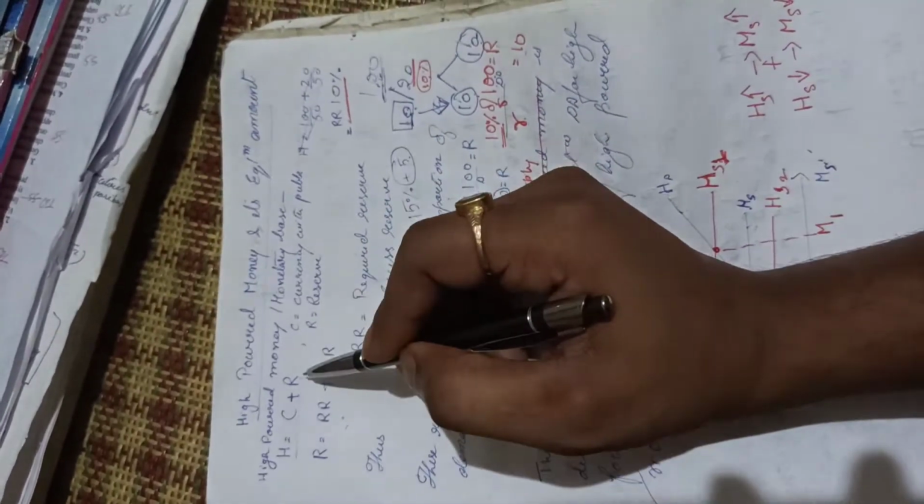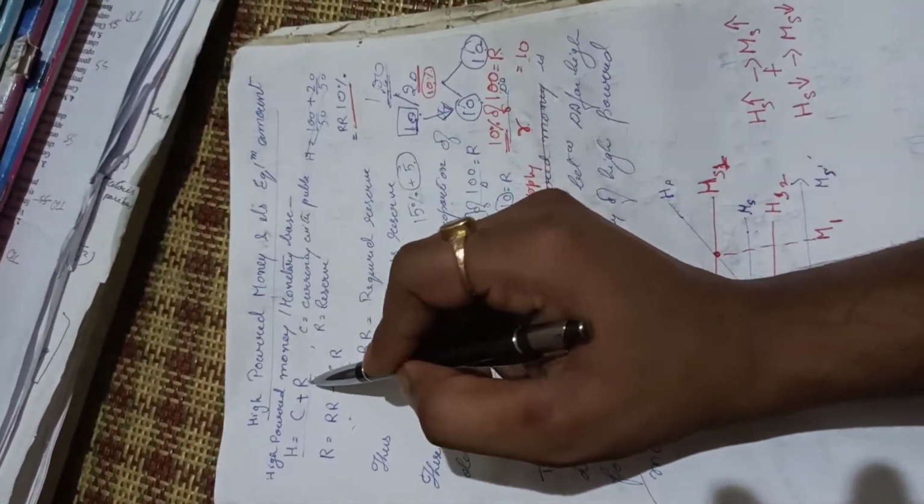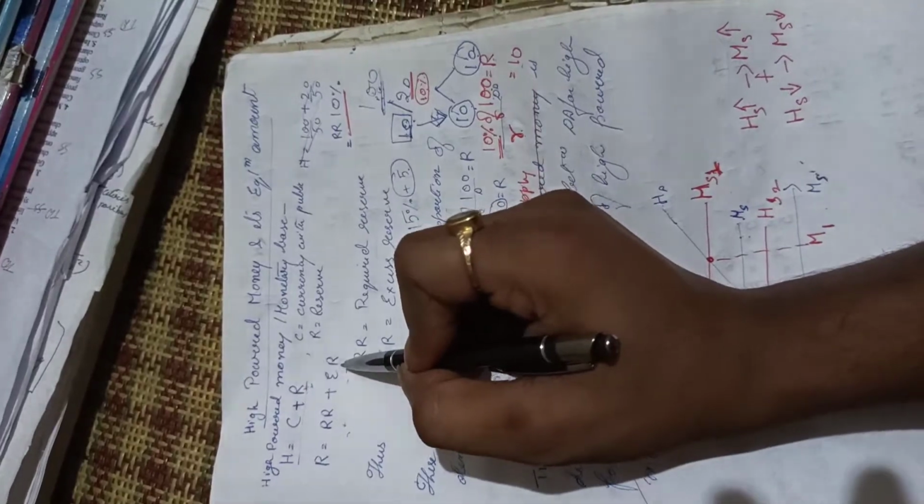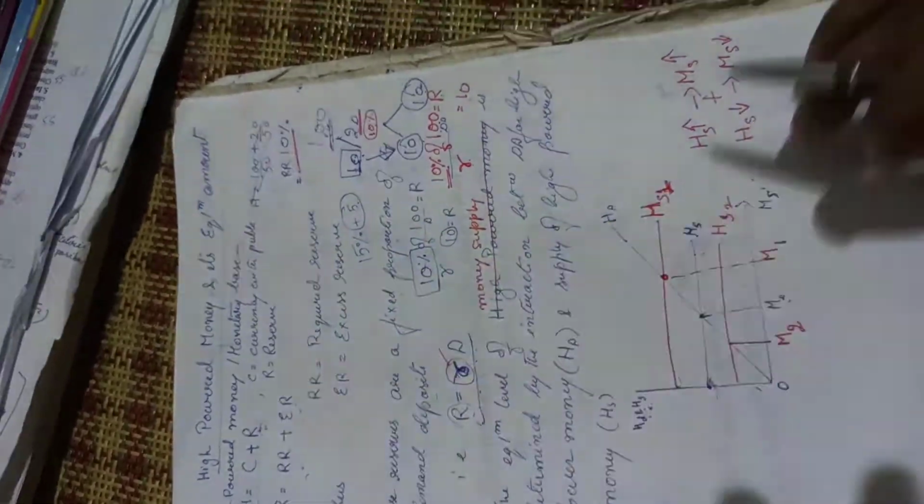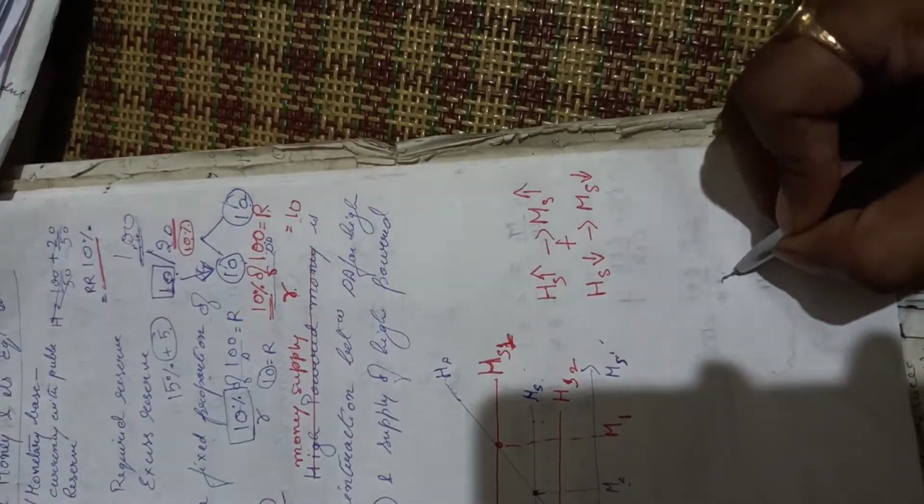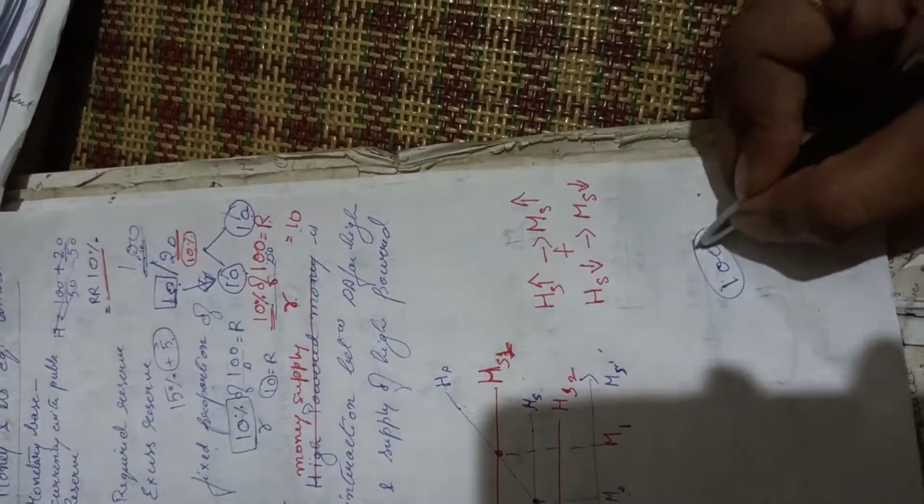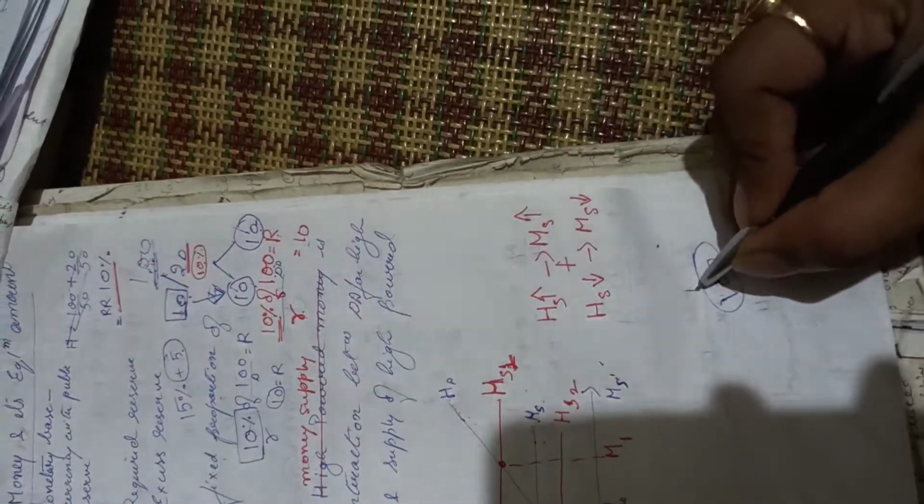Okay, and over here this reserve can be of two types: required reserve and excess reserve. Okay, now what is required reserve and what is excess reserve? Suppose you go to a bank to deposit a sum of 100 rupees. Okay, this is your demand deposit.